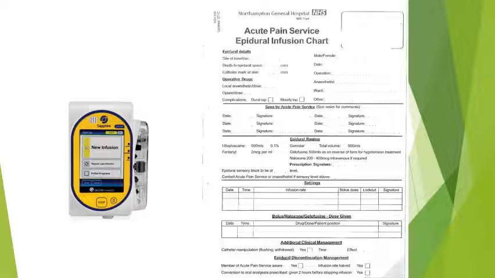Various combinations of local anesthetics and other drugs can be given down an epidural, but at NGH we use 0.1% levobupivacaine with 2 micrograms per ml of fentanyl. This aims to provide a balance of effective analgesia while minimizing motor blockade. Drugs can be administered continuously or intermittently, but most patients will use a patient-controlled epidural analgesia, or PCEA.